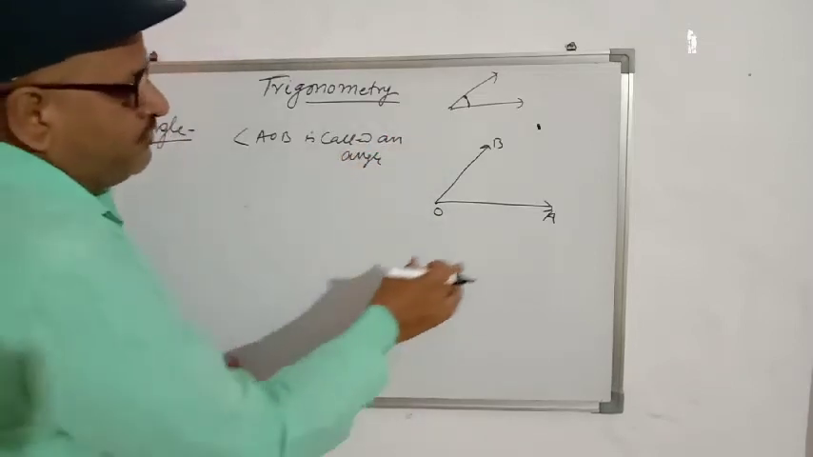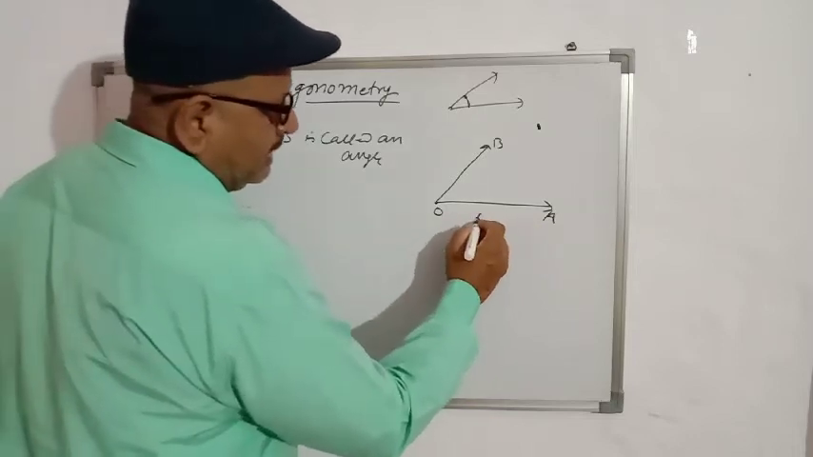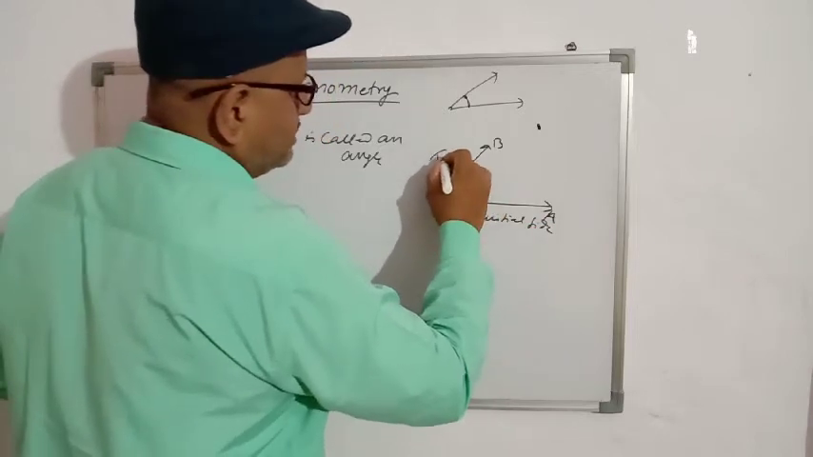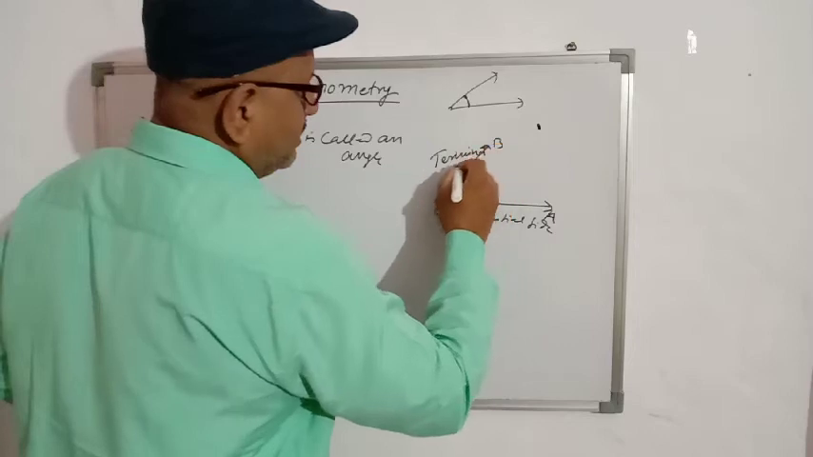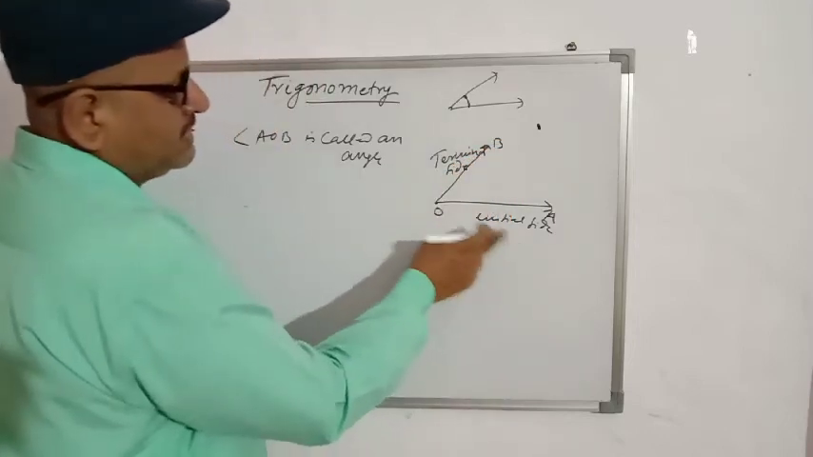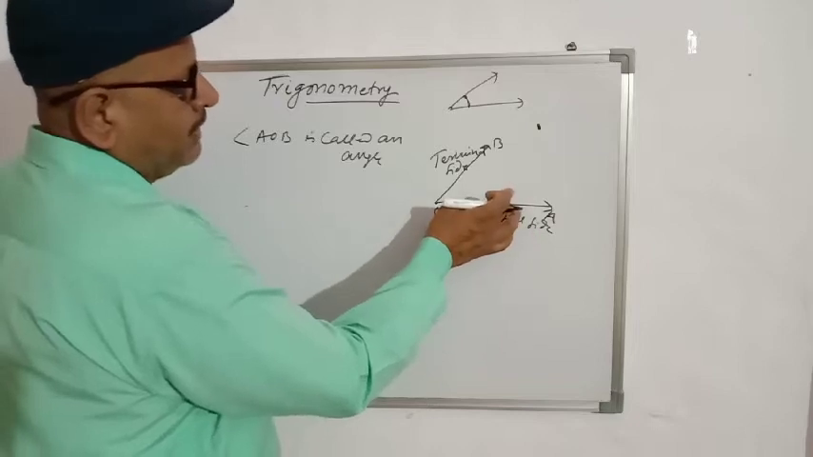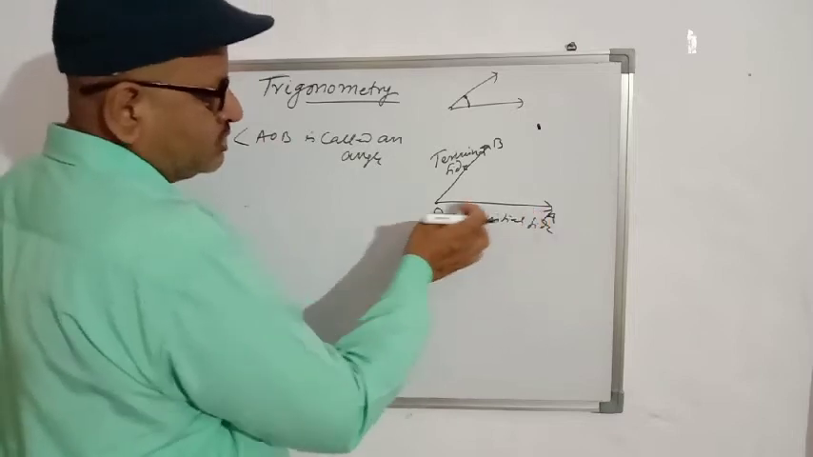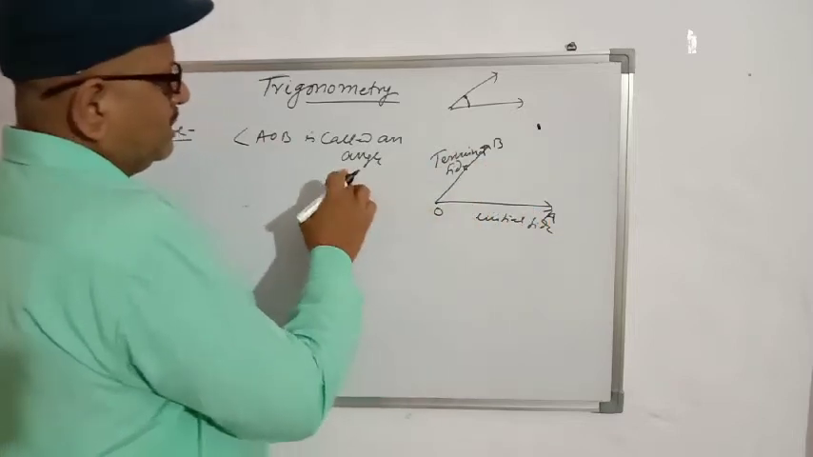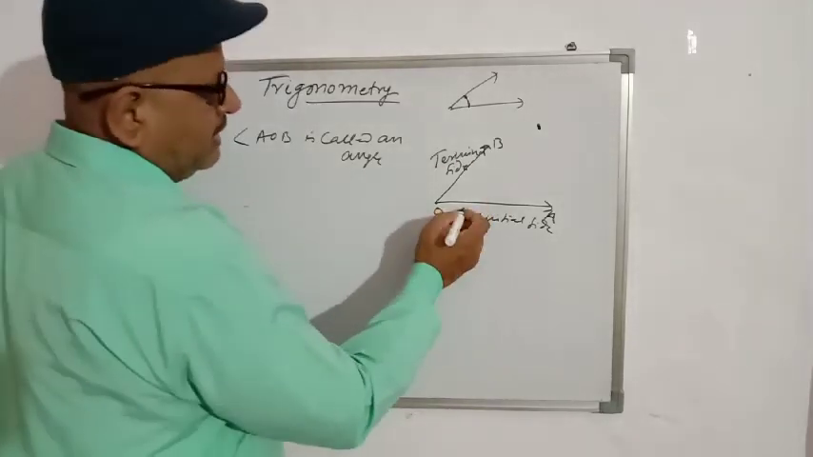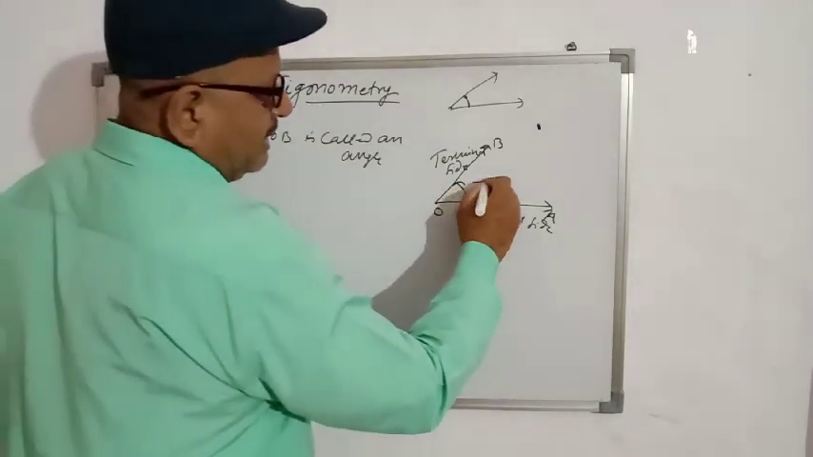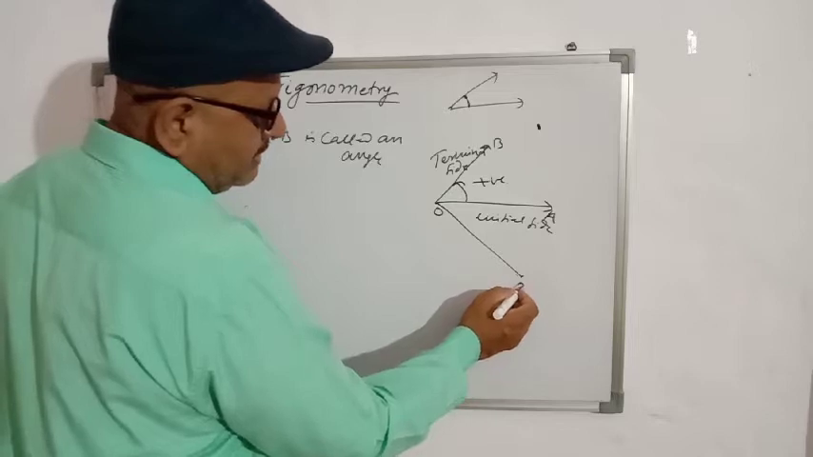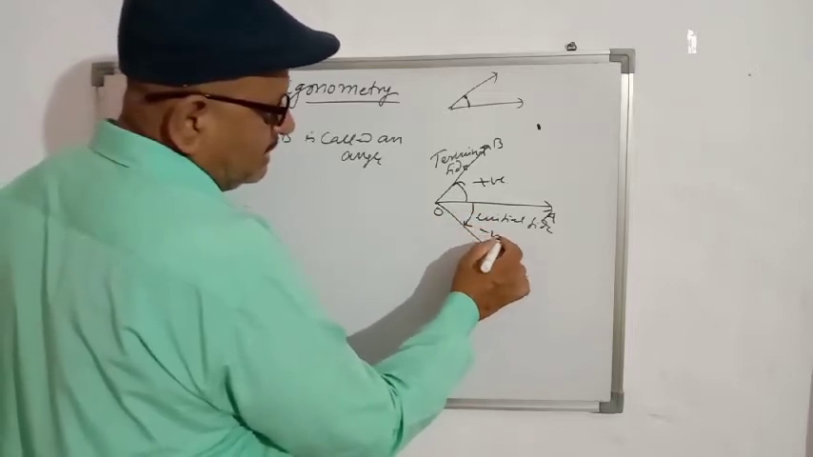Again listen, if we take ray OA, this is the initial side of the angle and this is the terminal side. If it is rotated about O in anti-clockwise or clockwise direction, then the figure so generated, that is AOB, is called an angle. If it is rotated in anti-clockwise direction, this angle is positive. If OA is rotated in clockwise direction like this, then this angle is negative.